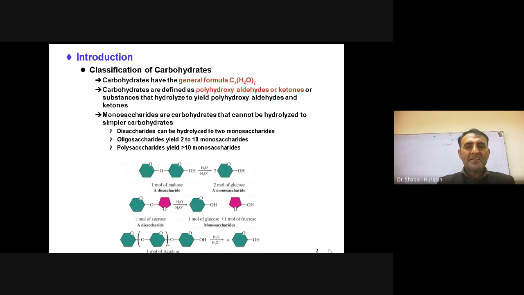Monosaccharides are carbohydrates that cannot be hydrolyzed to simple carbohydrates, right? I have already discussed this with you. One of the best examples is glucose, right? Glucose is one of the best examples of a monosaccharide.